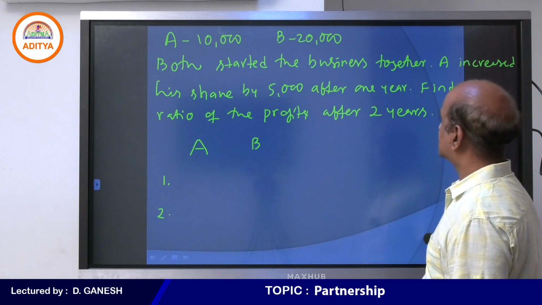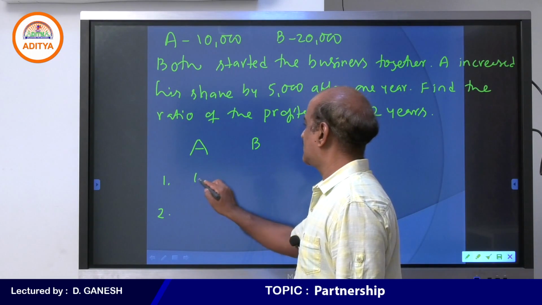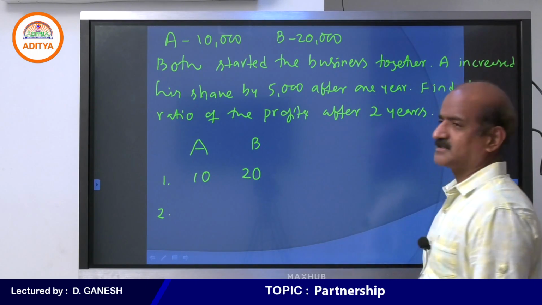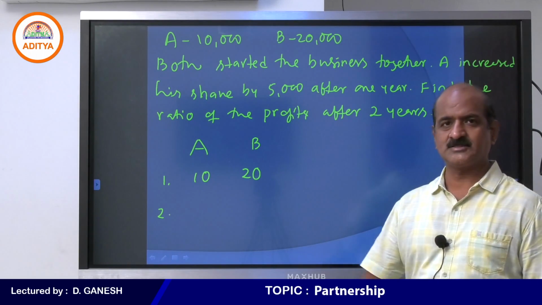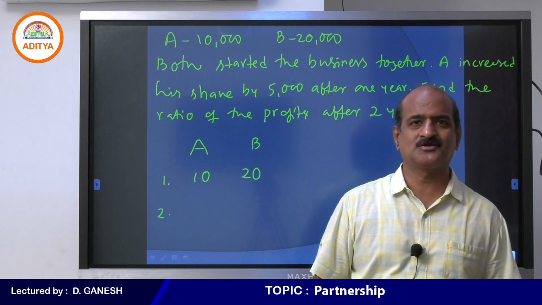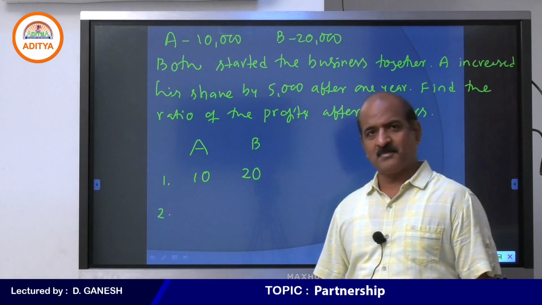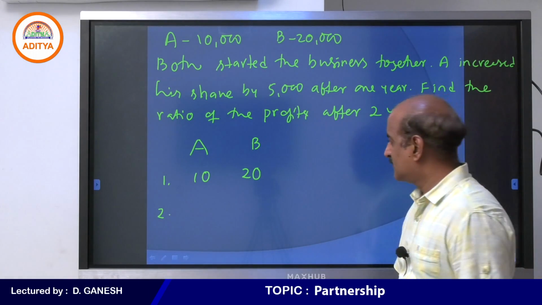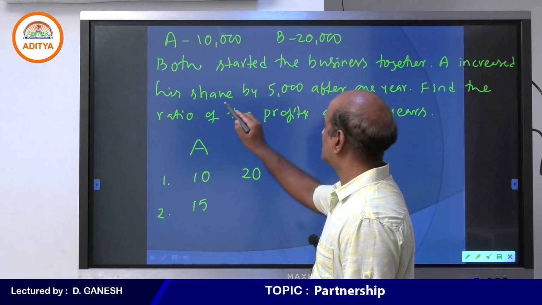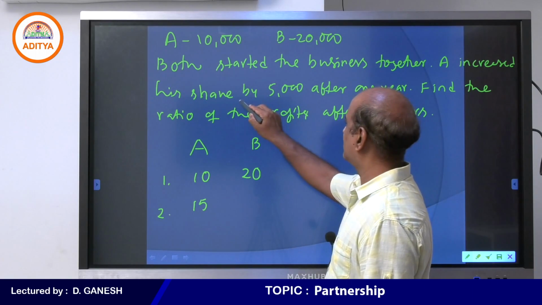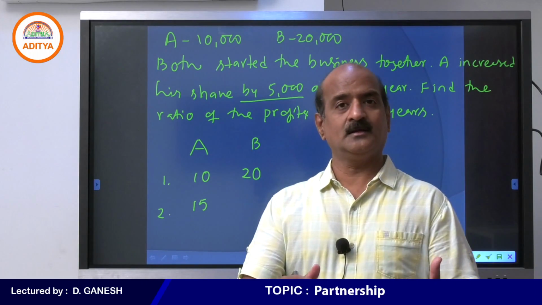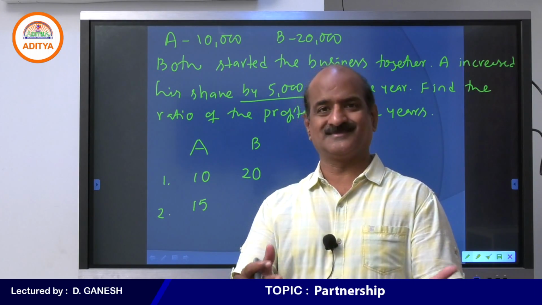Both started the business together, which means A 10,000 rupees, B 20,000 rupees is understandable, because we can see that there is no change right at the moment. 10,000, 20,000 is very fine. What happened, after 1 year, A's share becomes 15,000. The reason is A increased his share by 5,000. It is already 10. Now in the second year, he increased his share to 15.